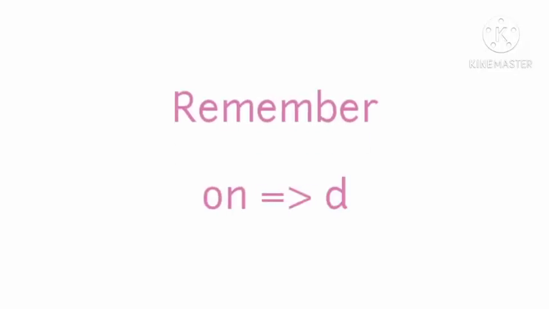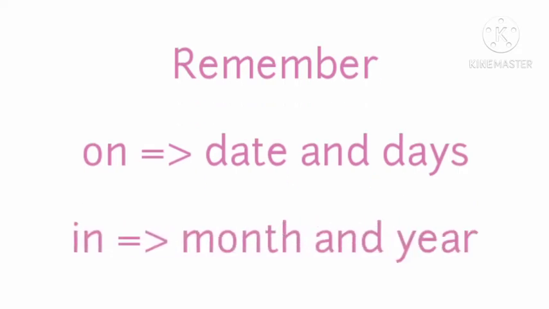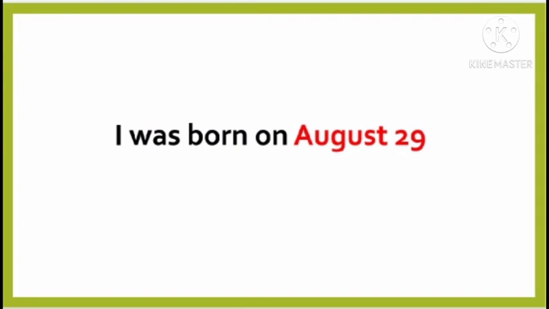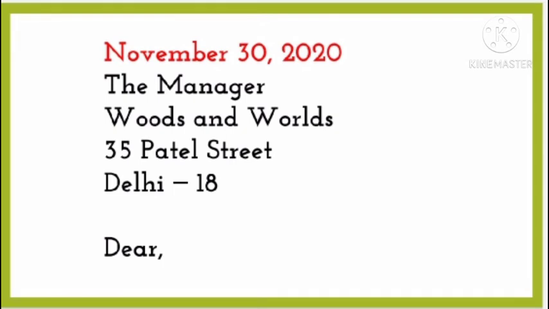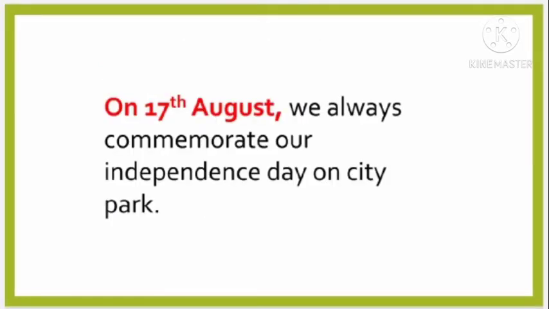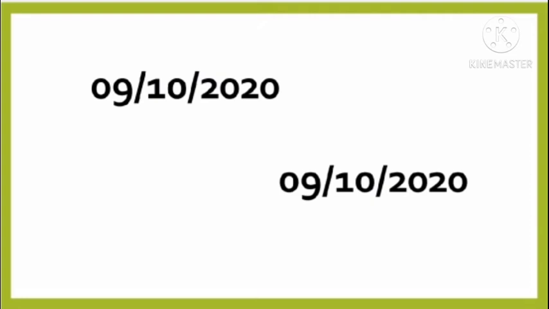2005. And remember that we use 'on' to say dates and days, and we use 'in' to say months and years. So how to say this? Yep, you are right. If you are starting by saying the date, then it should be on the 29th of August. But if you are starting by saying the month, then it should be I was born in August 29th. And what about this? Yes, you are right. It's in November 30th in 2020. Or you can say it's on the 30th of November in 2020. And what about this? And this? No, you can try yourself.